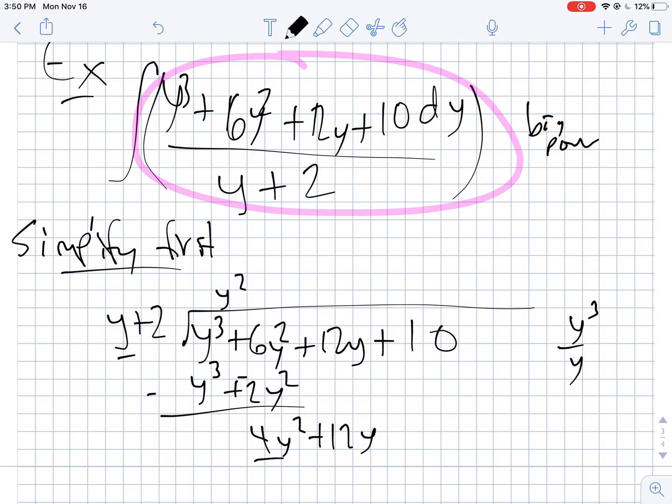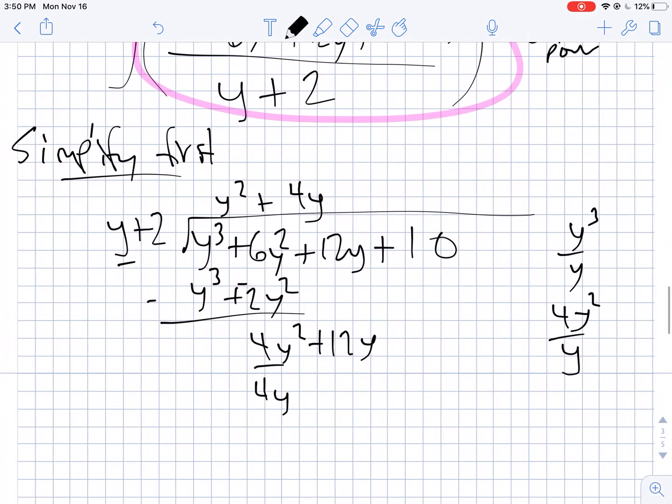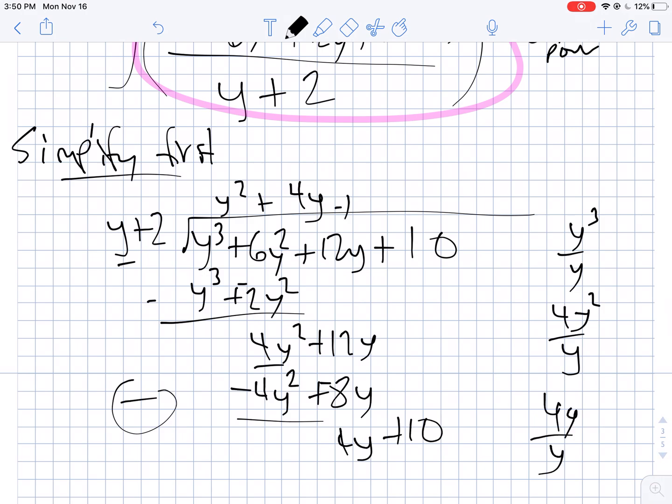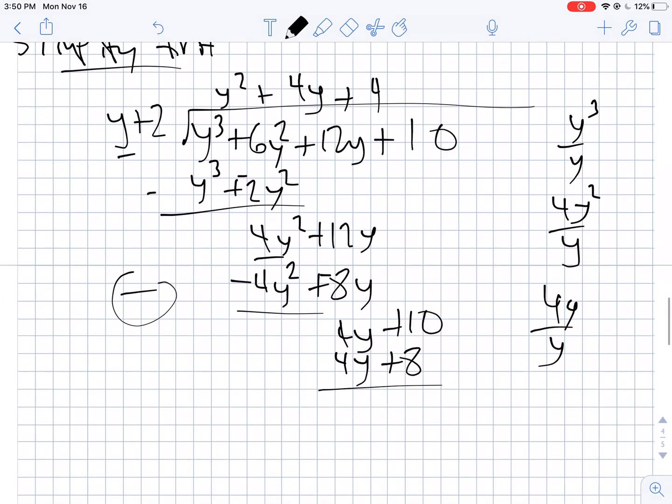All right, so we've got y and 4y squared. So we get plus 4y. Multiply that down: 4y squared plus 8y. Now when I subtract, I'll do a minus and a minus. So we'll have 4y plus 10. Okay, so y goes into 4y, that works out 4 times. So we have 4y plus 8, and then we'll subtract. 2, so there's our remainder. We have 2 over y plus 2.